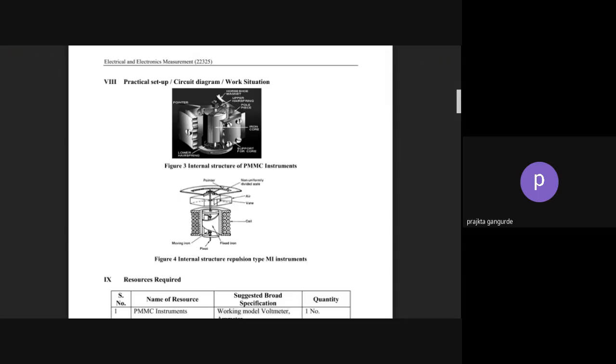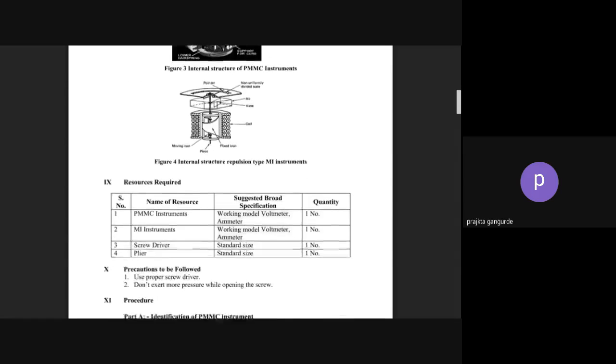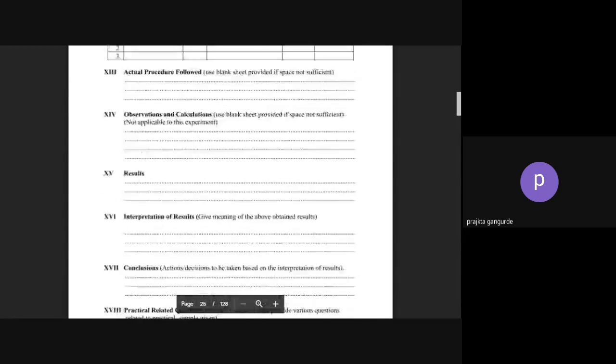In this practical, we have to only study the internal parts of your PMMC and MI instrument, and how the PMMC instrument works and how the MI instrument works. This is your practical number 2.